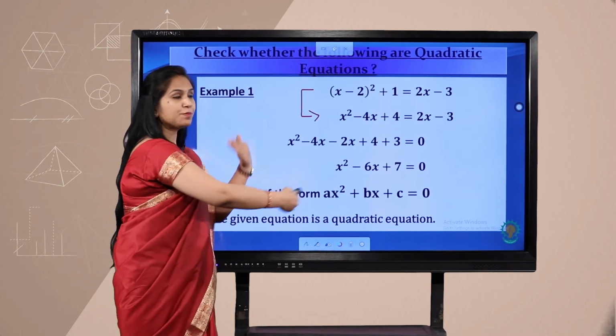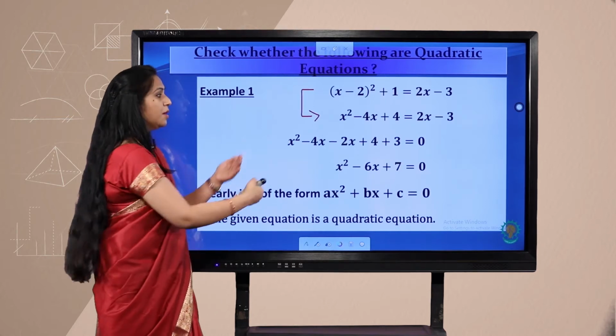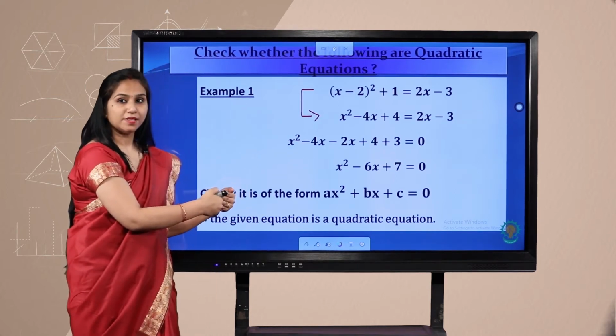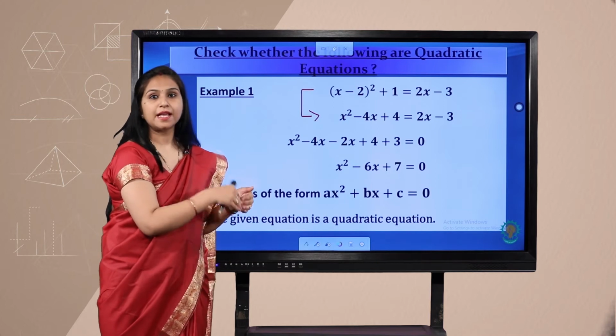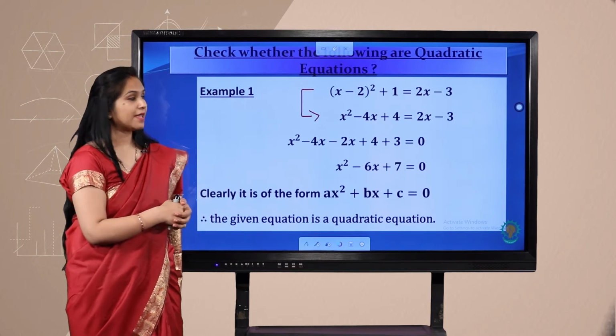Now when you do transposition of the terms, children, bring all the variables to one side and the numbers to one side, and just keep 0 on the right hand side.